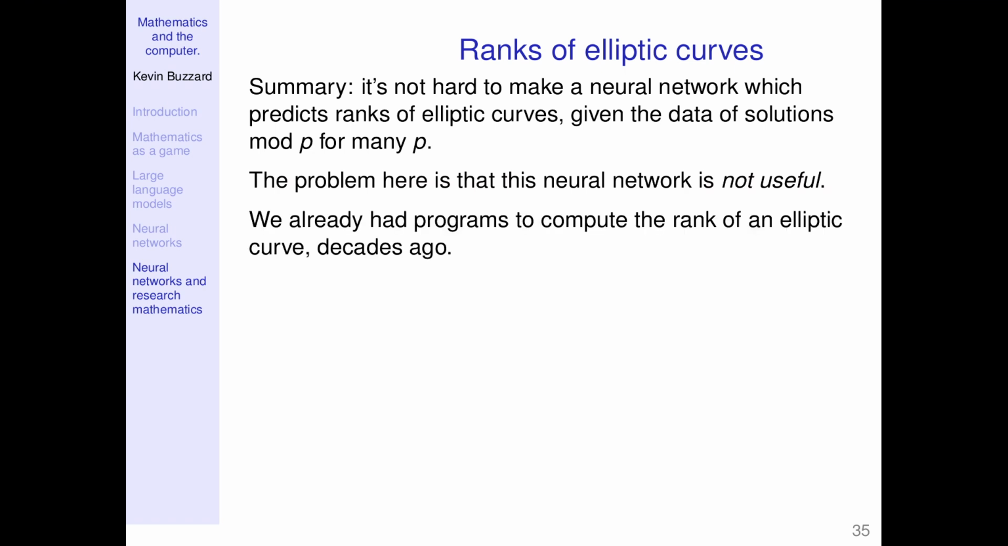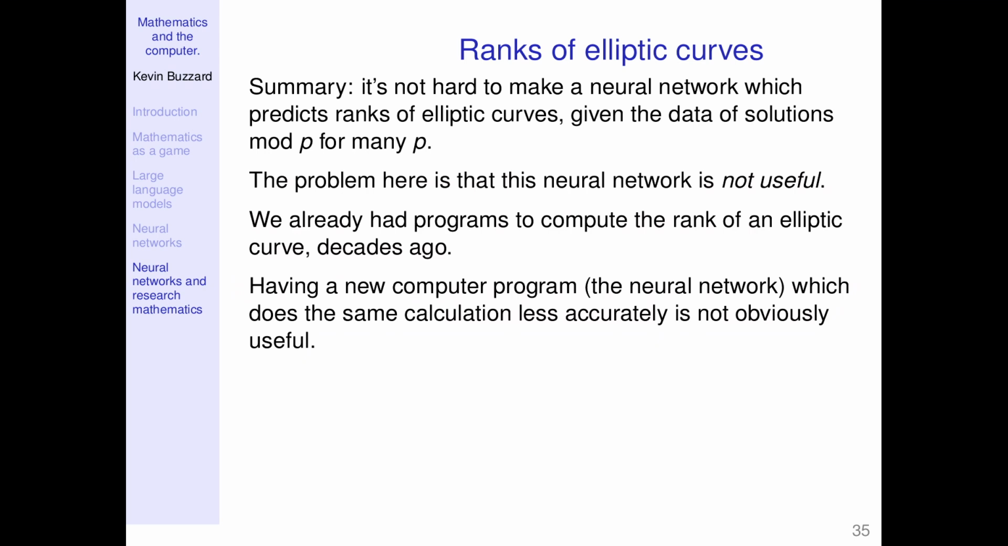Because we've already got a computer program that computes ranks of elliptic curves. I showed you a big table; the algorithms we have compute it with 100% accuracy. This neural network is predicting ranks with 95% accuracy, but we've got programs that compute it with 100% accuracy quickly, so we've got a strictly worse thing with the neural network. So this is neural networks being used to answer the wrong question.